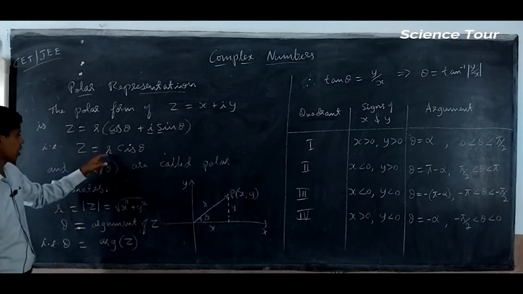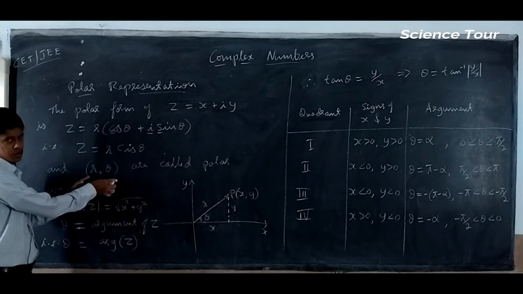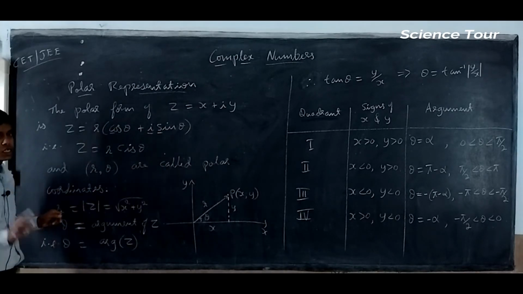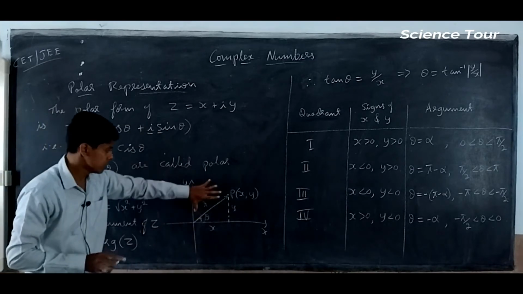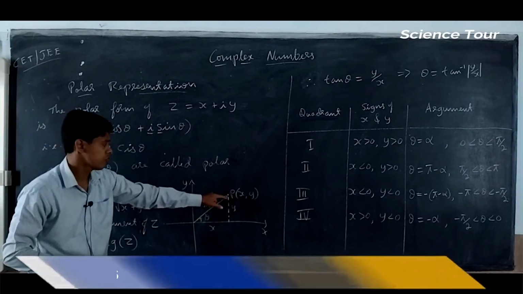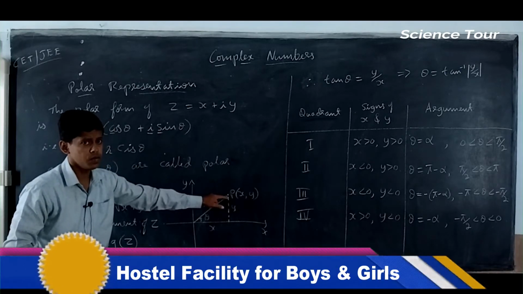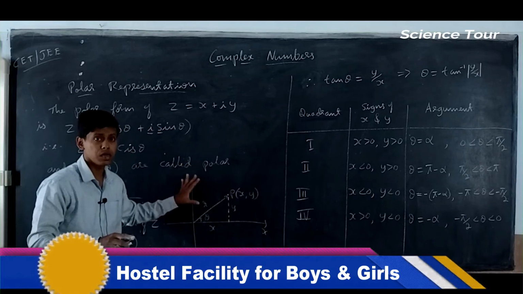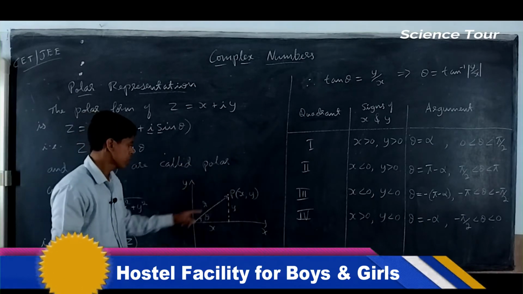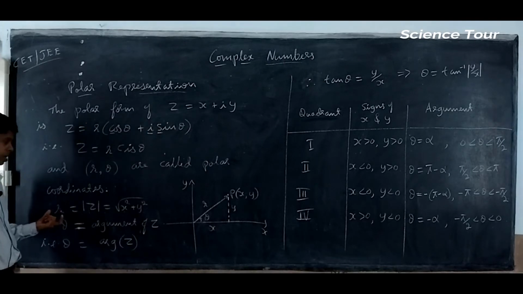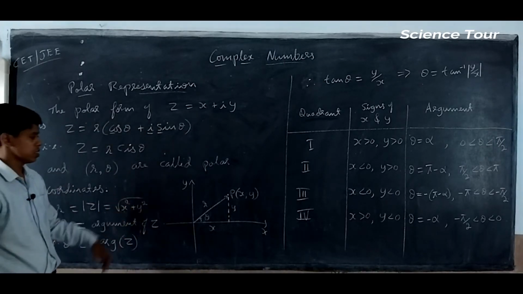Now r comma theta, if you write it as an ordered pair, is called polar coordinates. What is r? r is the distance from the origin to the point representing the complex number. Here the axes are the real axis and the imaginary axis. This is the Argand plane or the complex plane. So that is the modulus. Modulus of z is nothing but r, that is square root of x square plus y square.